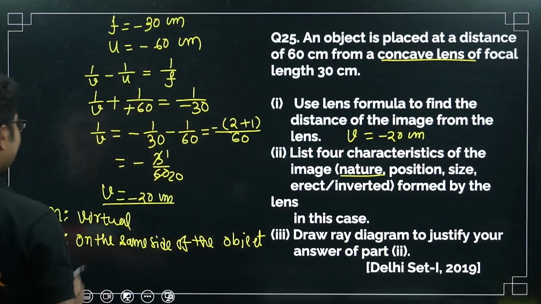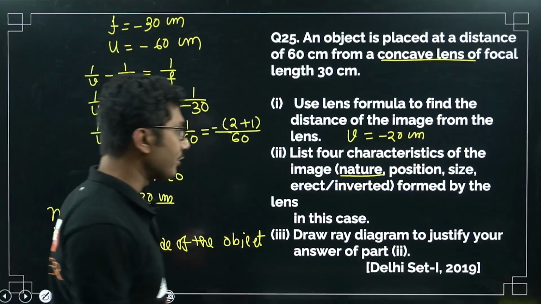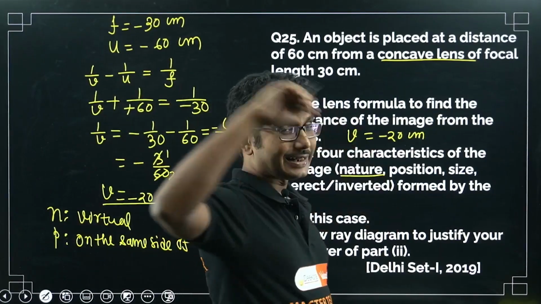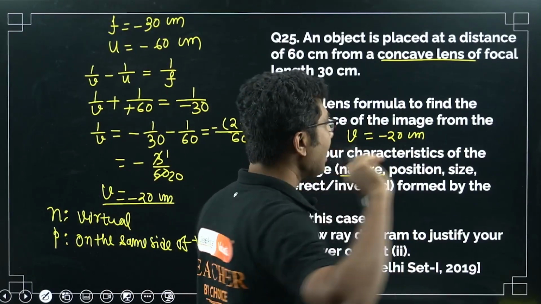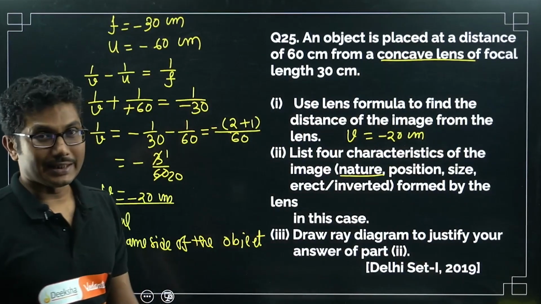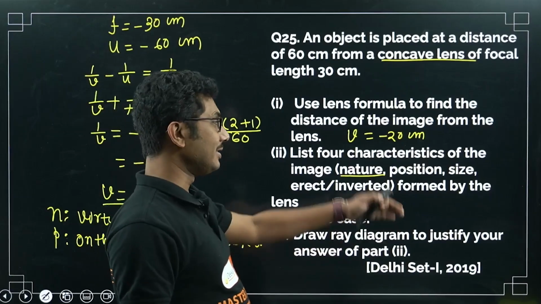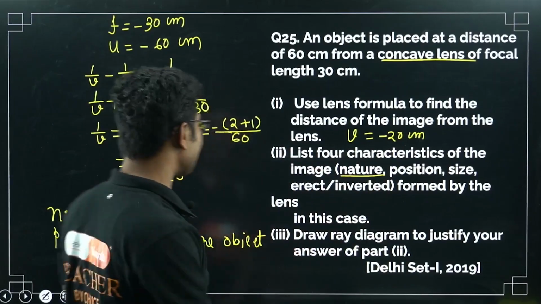Yes, concave lens, right? I was confusing between convex mirror and concave lens. Yes, concave lens means on the same side as the object, not behind the mirror, obviously. On the other side of the lens means it's a real image. In this case, this is the same side as the object, so definitely it's a virtual image.